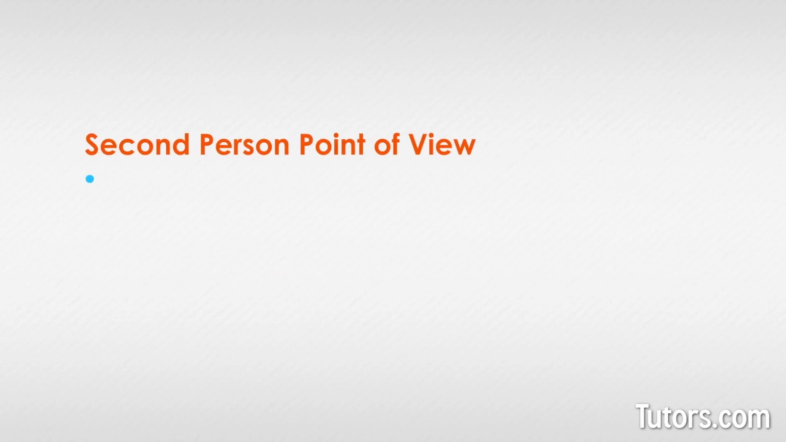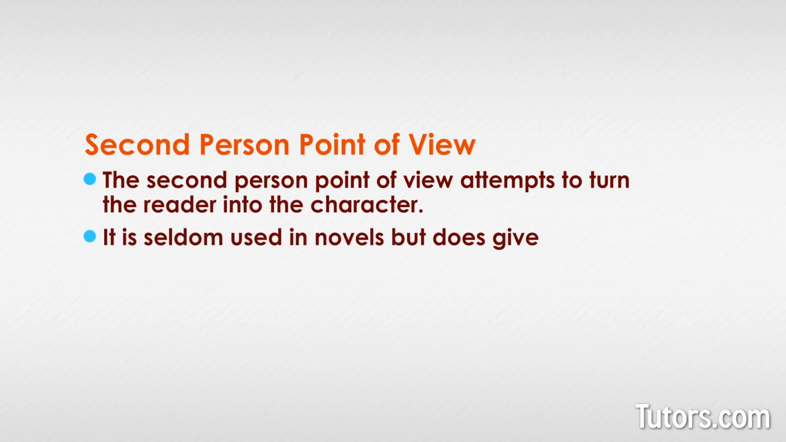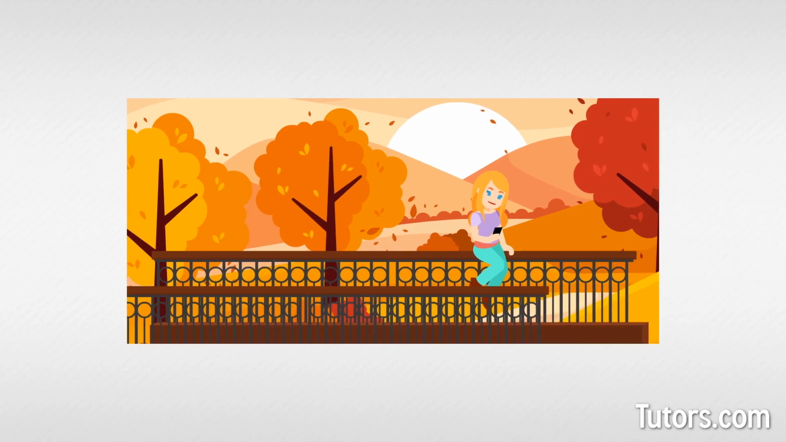Second-person point of view. The second-person point of view attempts to turn the reader into the character. It is seldom used in novels but does give an immediate jolt. Consider this example from the book Earth and Ashes. With your back to the autumn sun, you are squatting against the iron railings of the bridge that links the two banks of the dry riverbed.